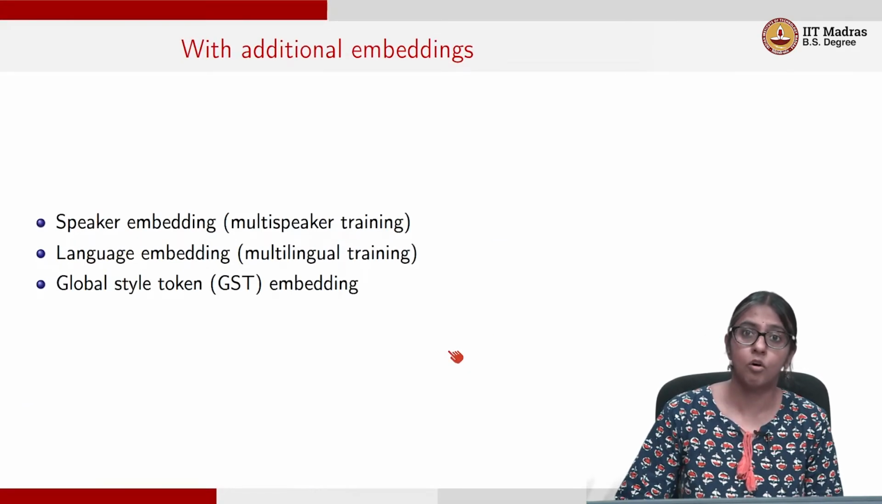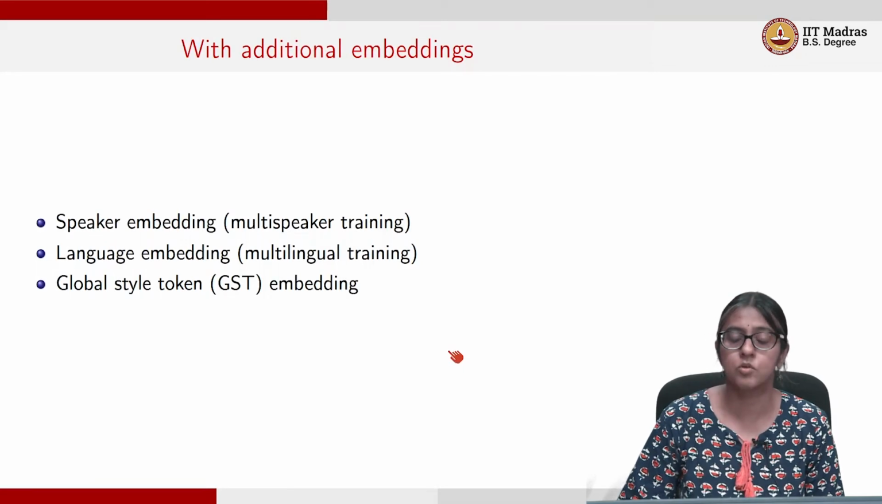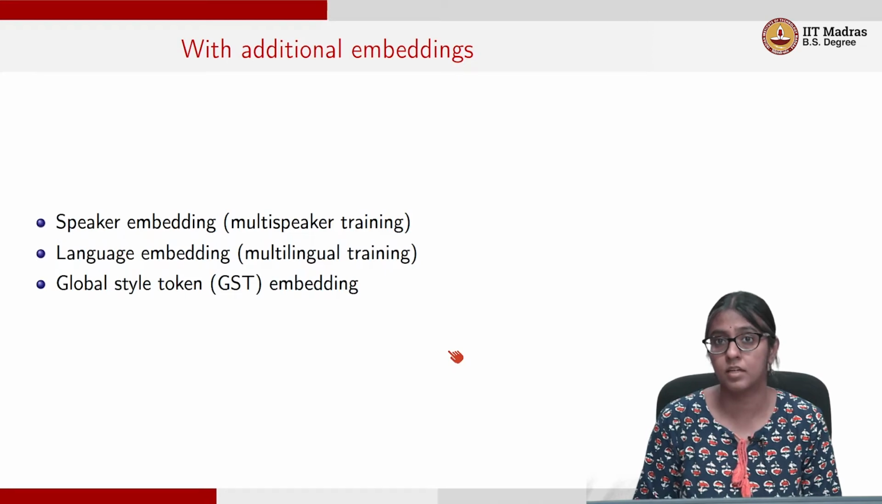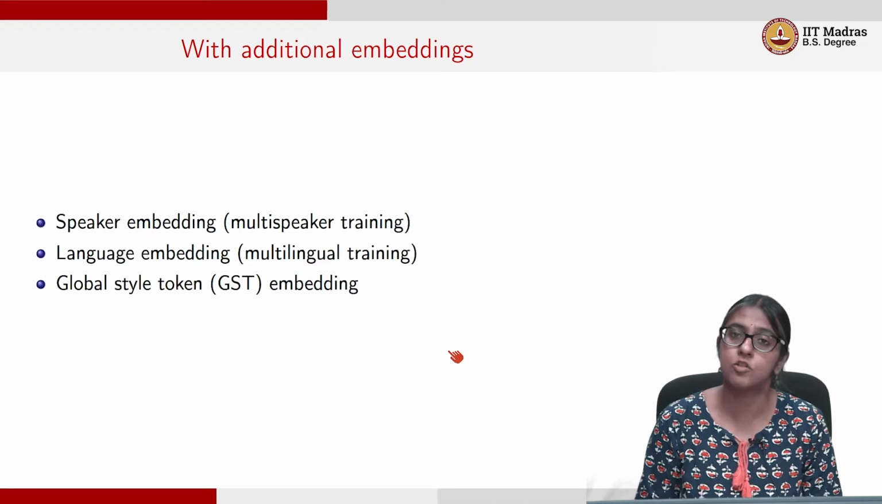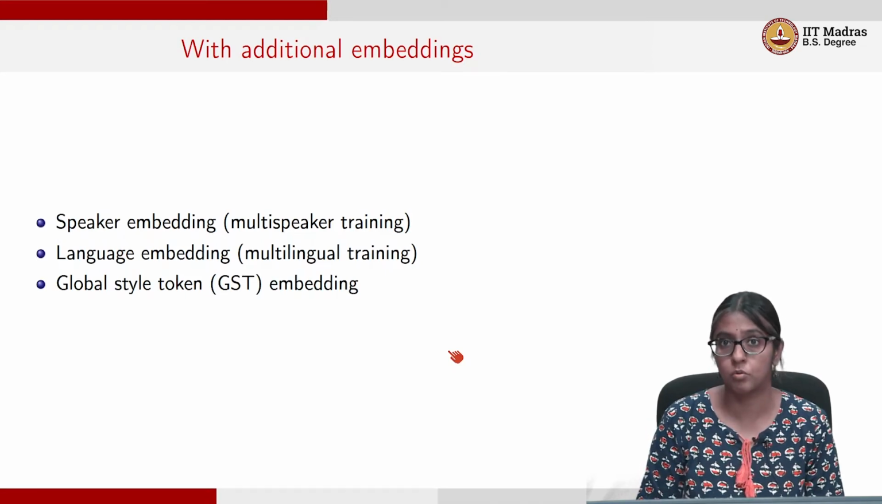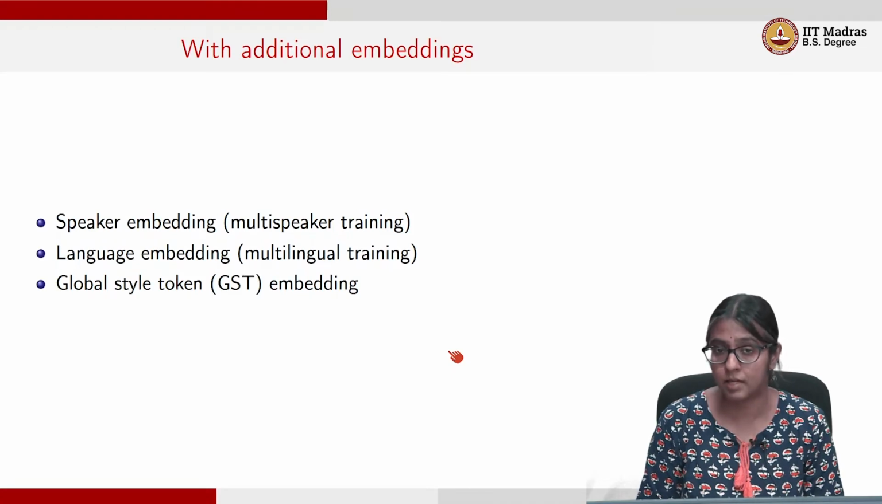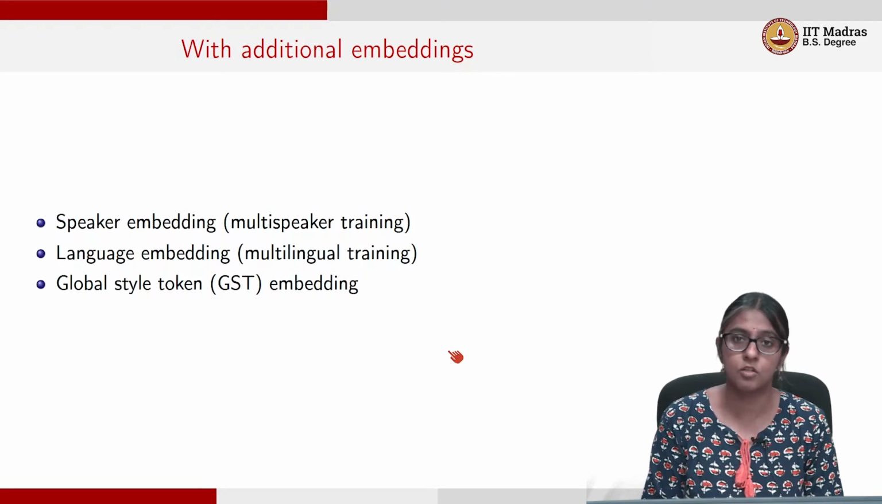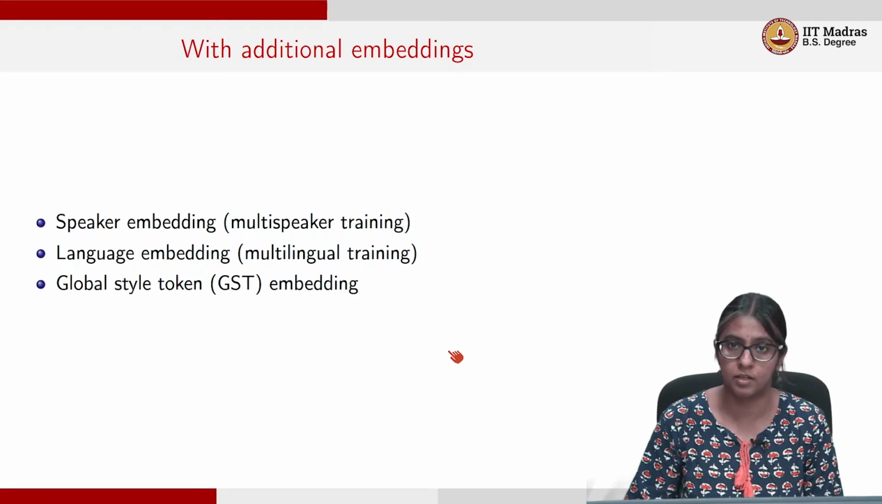And along with conditioning on text, you can also condition on the speaker and language. In case you have multiple speakers in your database, you can also include speaker embedding. In case you want to do multiple languages, you want to train a single model for multiple languages, you can use language embedding, or you can use various style token embeddings also. So these all can be included during training.